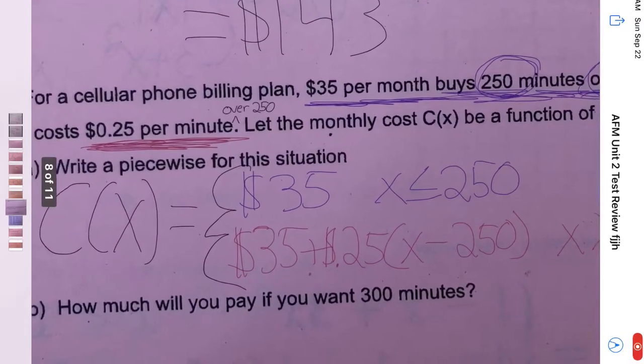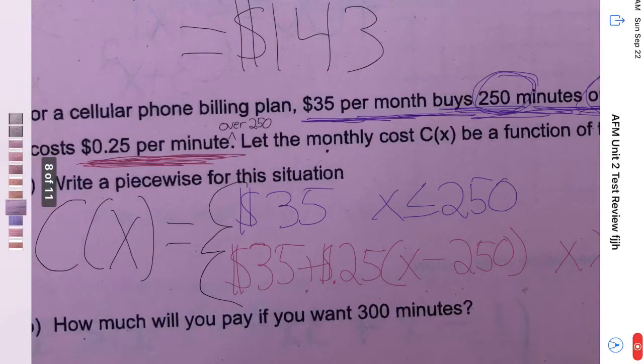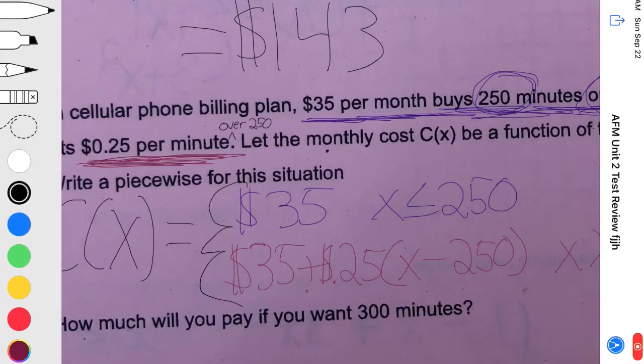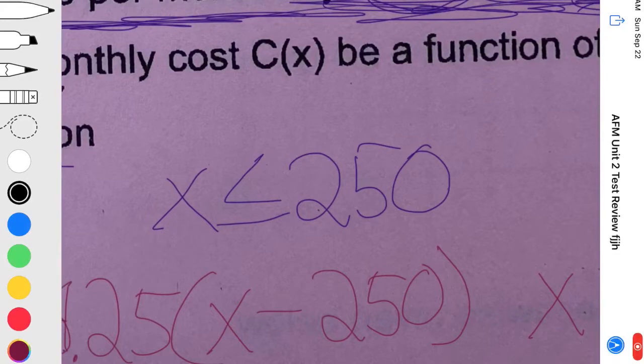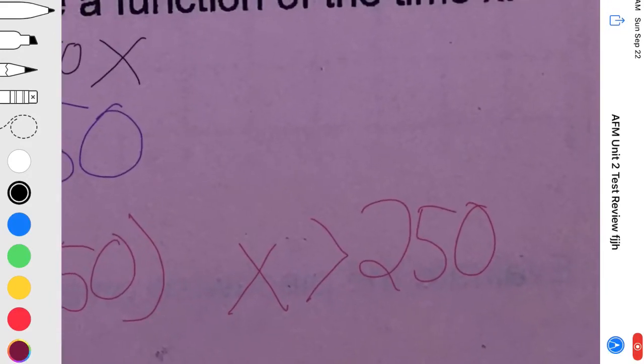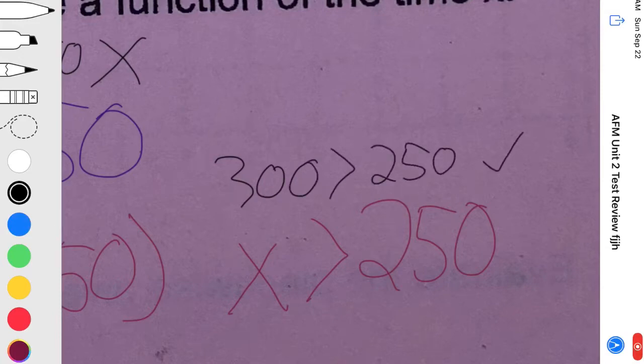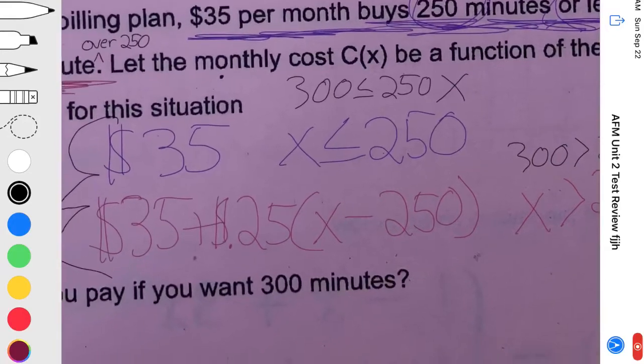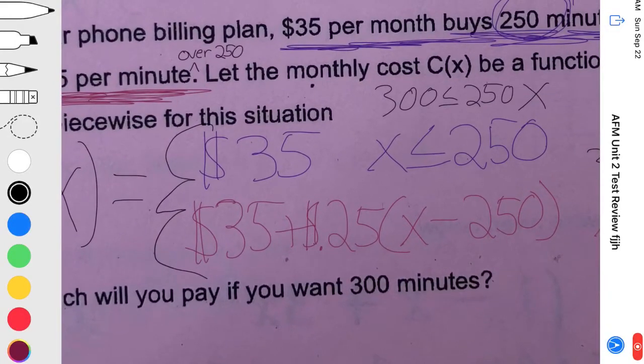So then we're asked, how much will you pay if you want 300 minutes? So you've got to ask yourself at which step. So is 300 less than or equal to 250? No, that is false, so we don't use step 1. Step 2's restriction, 300 is greater than 250. Yes, that is true. So we're using step 2. So we're plugging it in, or substituting our X in, and that 300 is our X.